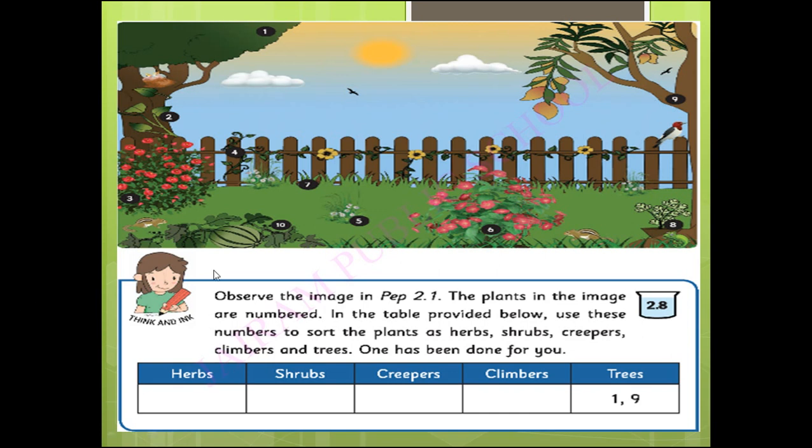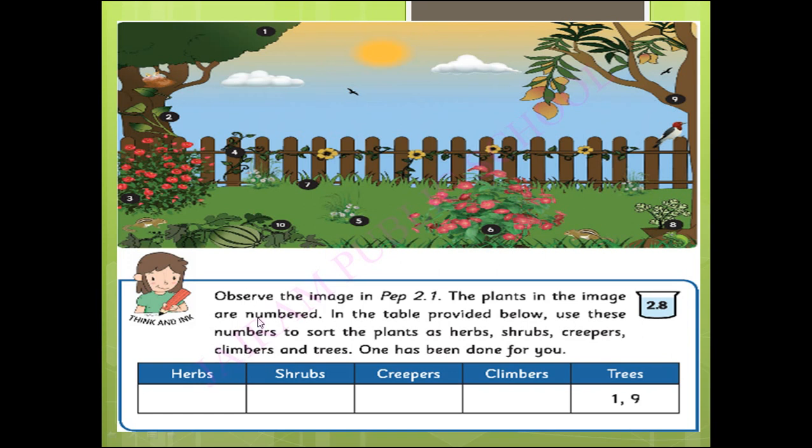Next, here is a think and ink activity. In the beginning of the lesson we saw a pep activity. Have you remembered that? We have different types of plants in a garden. Mrs. Green was taking them, isn't it? So here there is a garden. In this garden we have marked the answer for the pep activity before. Now we can observe, because we have a clear idea about the types of plants, isn't it? Herbs, shrubs, climbers, creepers and trees. Now we have learned to differentiate these plants. So using this, now we have to do this activity.